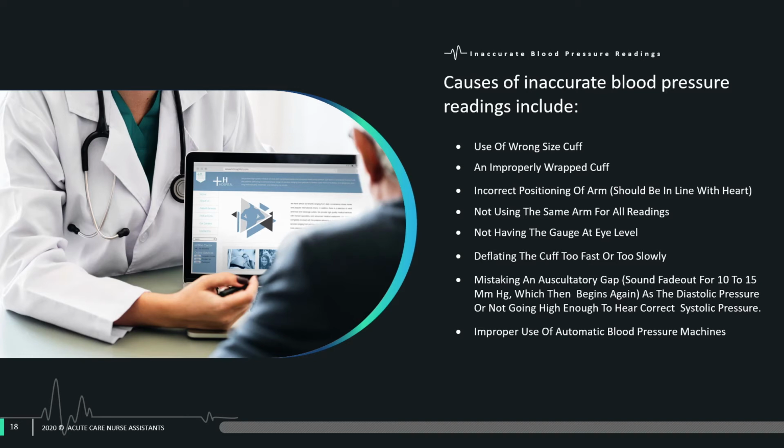Deflating the cuff too fast or too slowly. Mistaking an auscultatory gap as the diastolic pressure, or not going high enough to hear the correct systolic pressure. And improper use of automatic blood pressure machines.